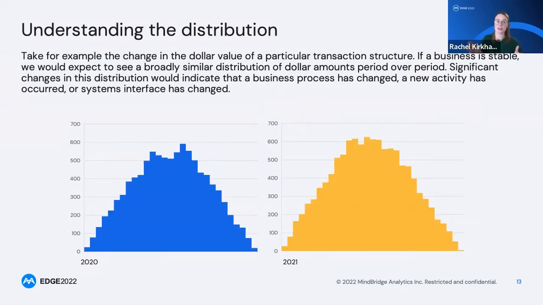So we've got our transaction structures, right? These are journals that are being posted that have the same sets of debits and credits. So what do we then do? How are we going to compare them?